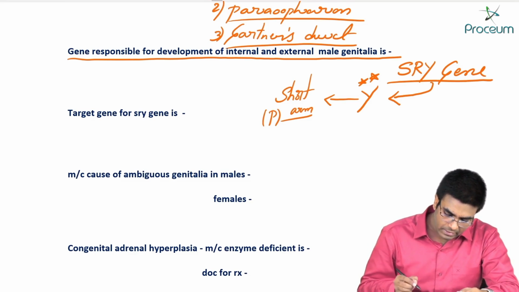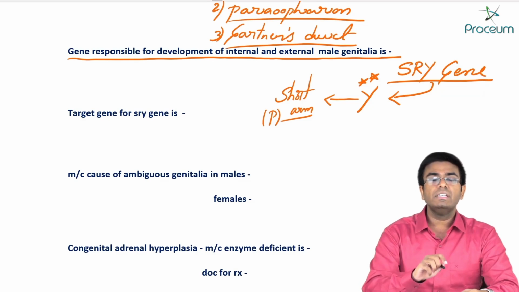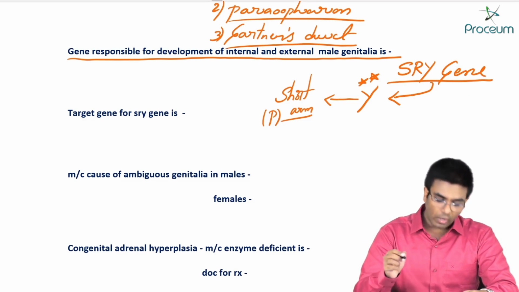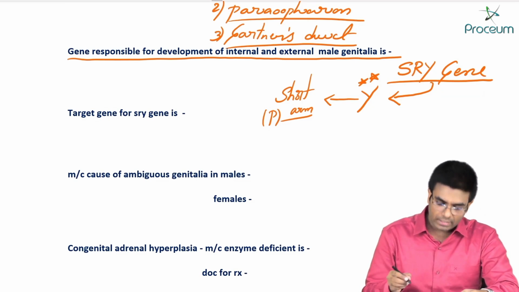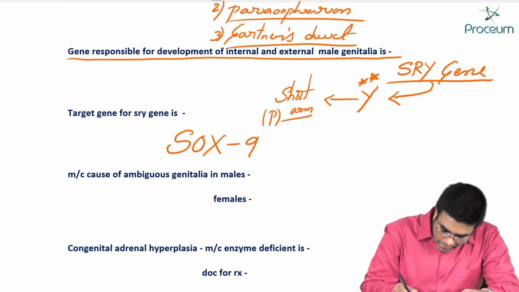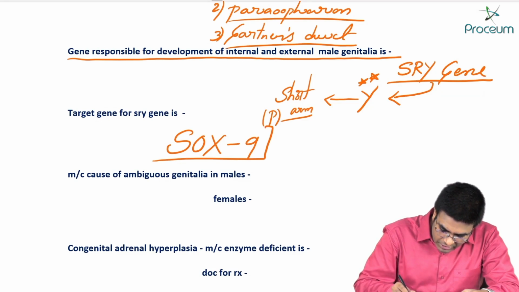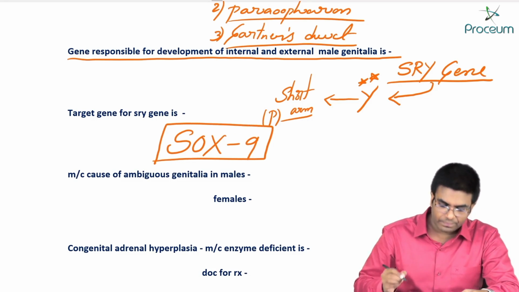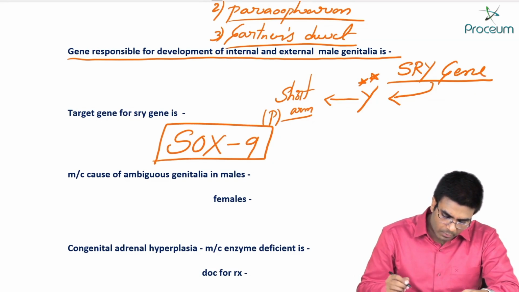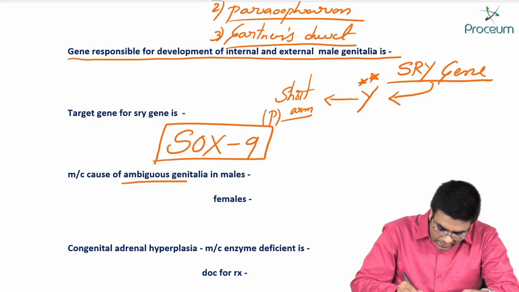Now, the target gene. This SRY gene has to activate other genes and proteins. So what is the target gene for the SRY gene? The SOX9 gene is the target gene for the SRY gene.